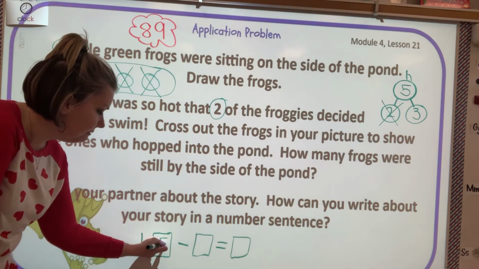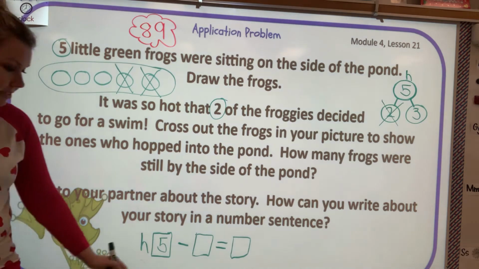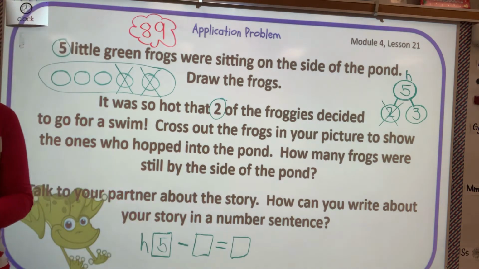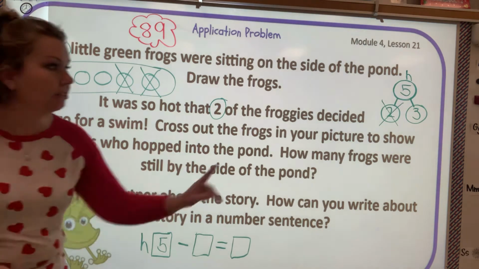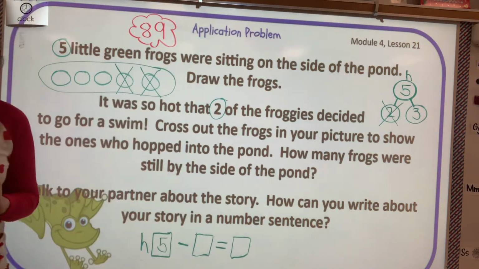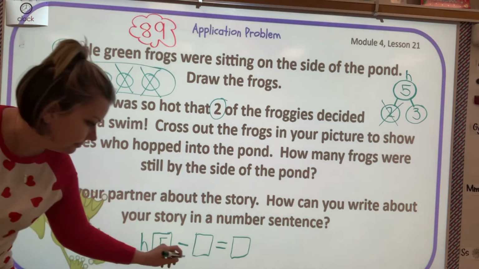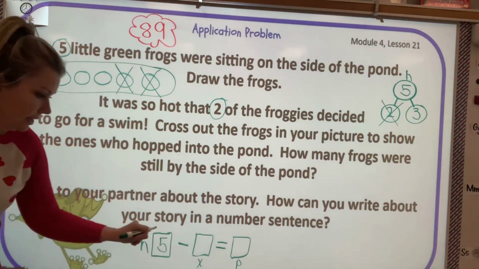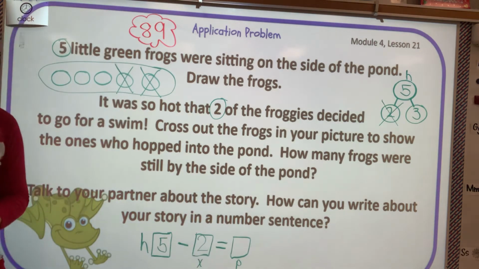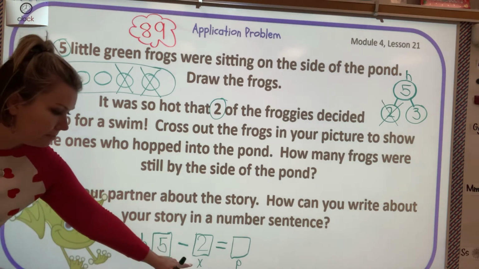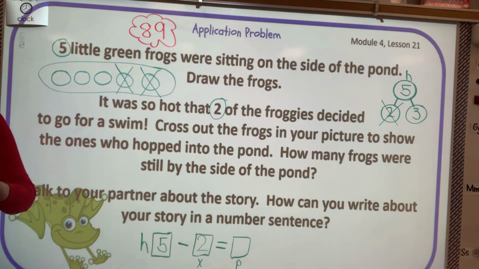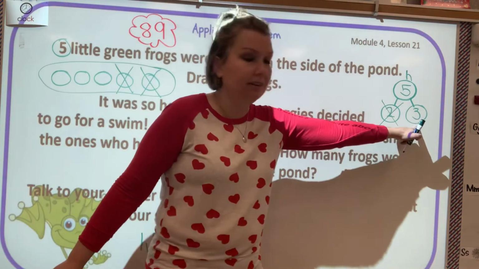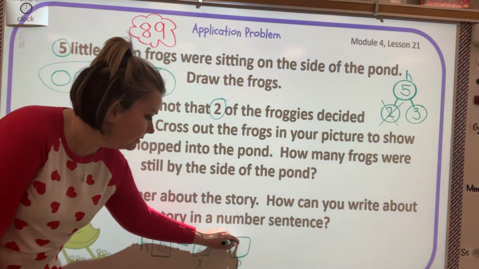So I need to put 5. Now, always on the other side of the subtraction is what we're taking away. If I look at my number bond, which one did I put the X on? Which part? The number 2, right? So I took 2 frogs away. That's why I put the X there, because that shows the part that was X'd out. And then the part that's left, how many is left? 3.